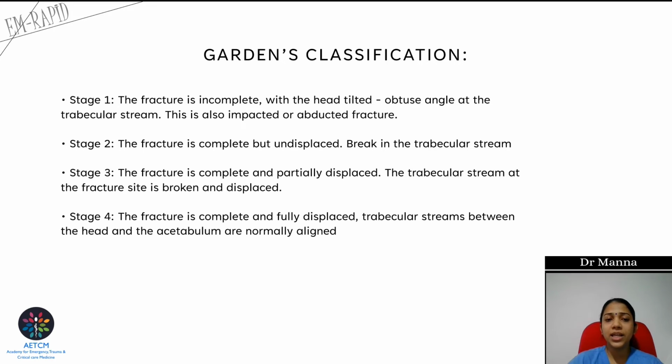Stage 2 is a fracture which is complete, but undisplaced. There is a break in the trabecular system. The trabecular stream is broken, but it is still aligned properly.